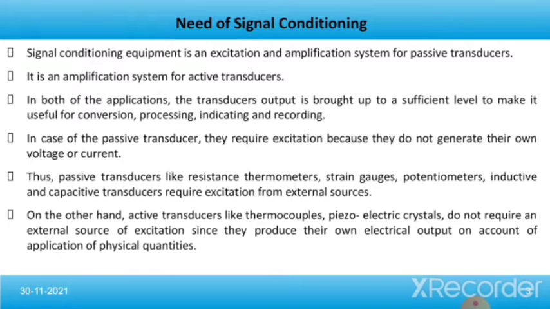Now we'll talk about why we should go for signal conditioning. Means, what is the need of signal conditioning? Signal conditioning equipment is an excitation and amplification system for passive transducers. It is an amplification system for active transducers actually. In both of the applications, the transducer's output is brought up to a sufficient level to make it useful for conversion, processing, indicating and recording.